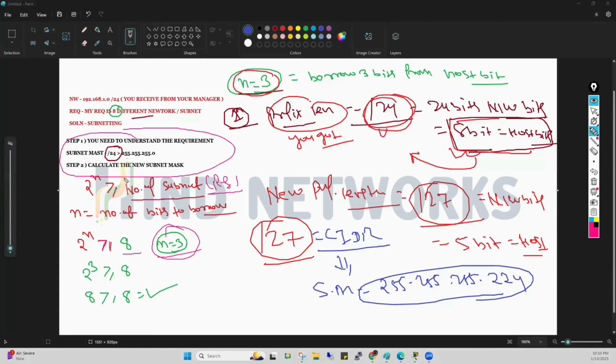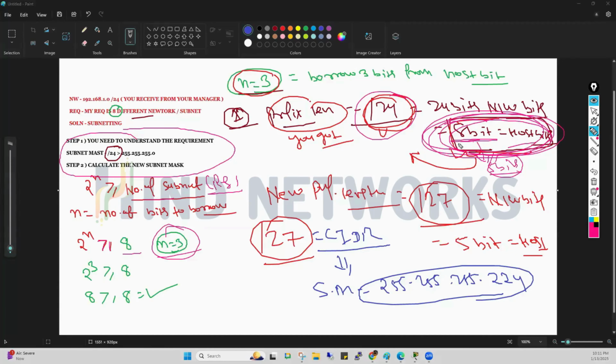So what is the prefix length you got here from your manager side? I mean, what is the original prefix length? That is /24. So /24 means 24 bits are network bits and 8 bits are host bits. And now n is equal to 3. This n is telling me you need to borrow 3 bits from the host bits. So right now in the host bits, how many bits are there? 8 bits. So if you borrow 3 bits, then how many are left? 5 bits are left, right?